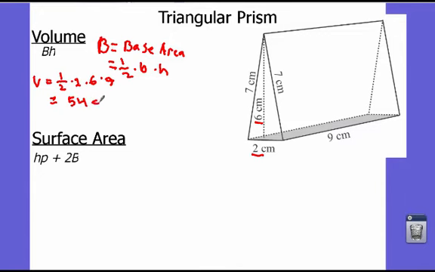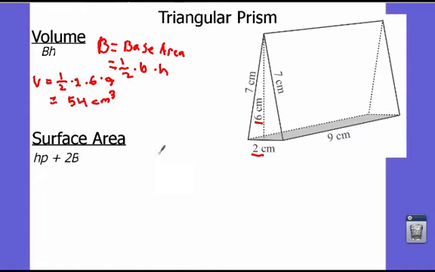Our units are centimeters again, and it's centimeters cubed. So that's how we find the volume of a triangular prism. Take the area of the base, 1/2 times the base of the triangle times the height of the triangle, and multiply that by the height of the prism.